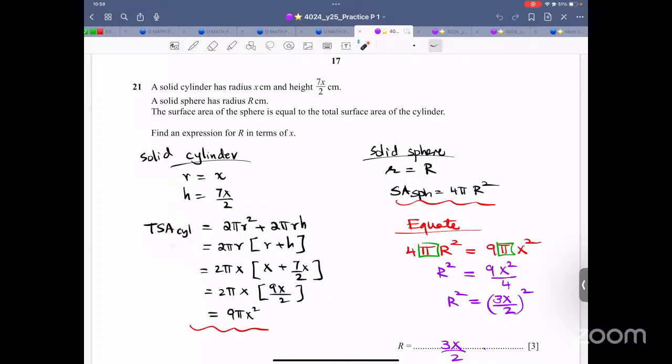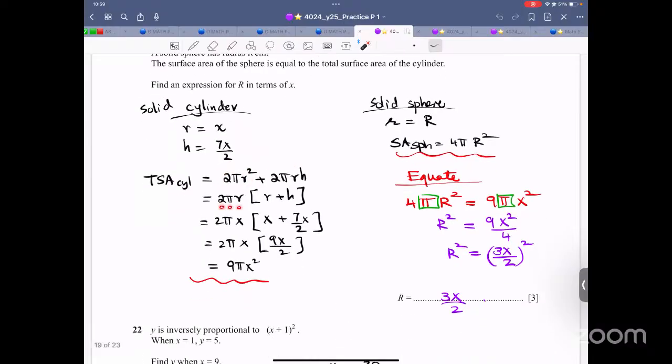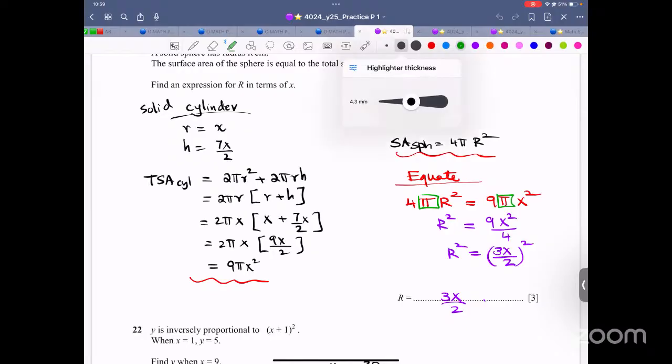Total surface area, 2 pi r square plus 2 pi rh. So let me take 2 pi r common. This is r plus h. Instead of r, I have written x. Instead of h, I have written 7 over 2 x. And overall, this answer comes out to be 9 pi x square.